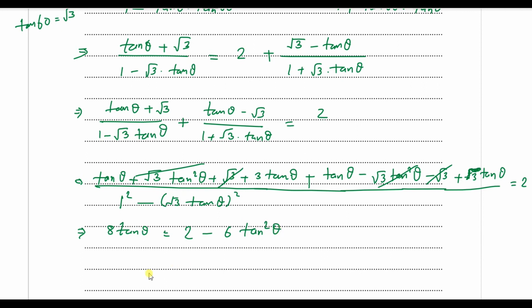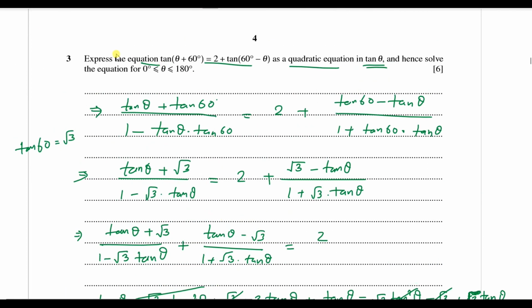Hence we can write the last answer as, I'll take the right hand side to the left hand side, it will become 6 tan square theta plus 8 tan theta minus 2 is equal to 0, or dividing by 2, we get 3 tan square theta plus 4 tan theta minus 1 is equal to 0. So this is the equation in quadratic form, quadratic in tan theta, and that is what they have asked. And hence solve the equation. Next part is hence solve the equation. So let's solve the equation now.